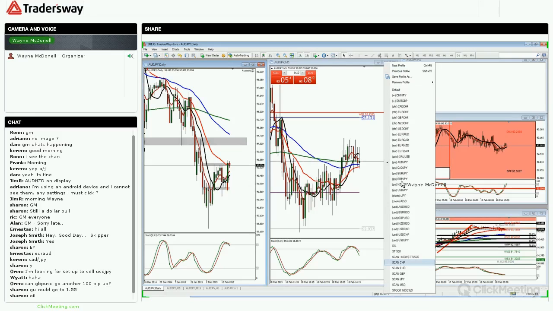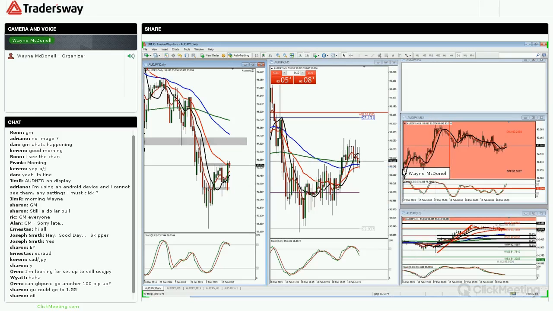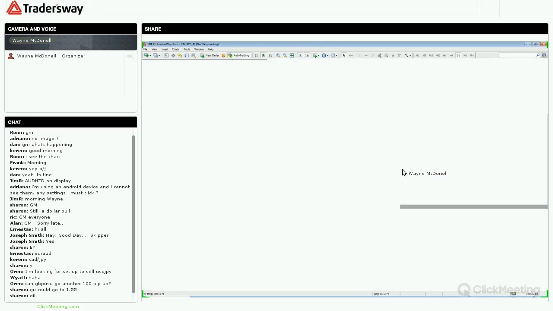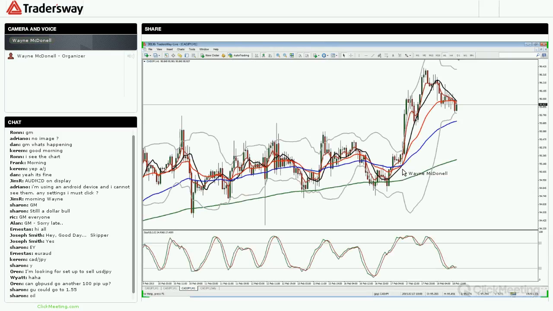The beast. No, let's do CAD yen first. Sorry about that. Get you all excited. Did you get tingly right there when I said the beast? Okay, kitty cat.